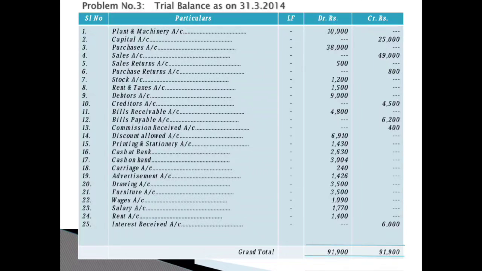See now, this is the format. You should write the title also, trial balance as on 31/3/2014, okay? First you have plant and machinery account, which shows debit balance because it is asset, okay, 10,000.